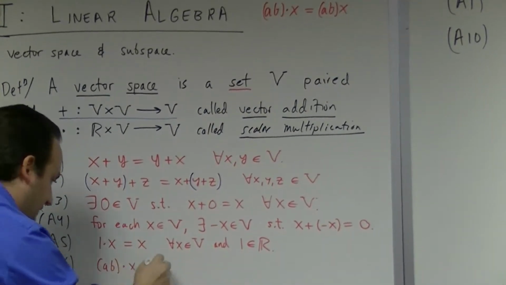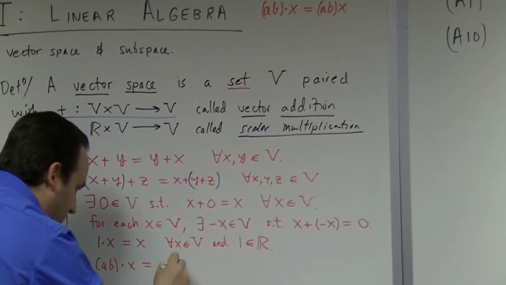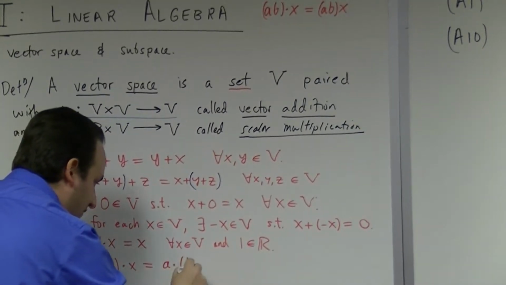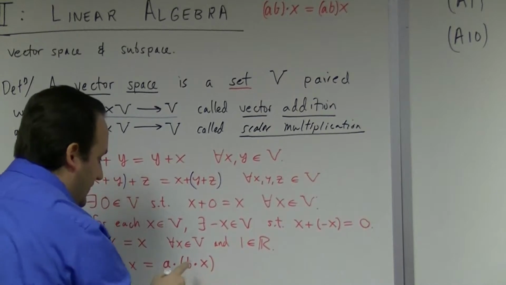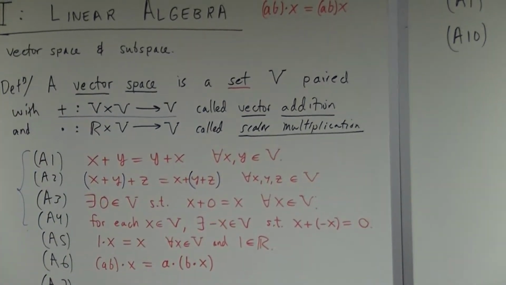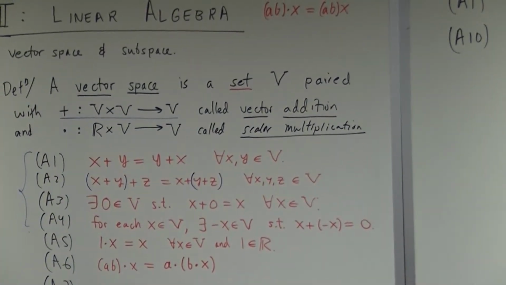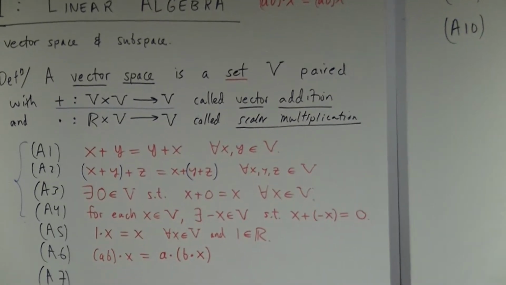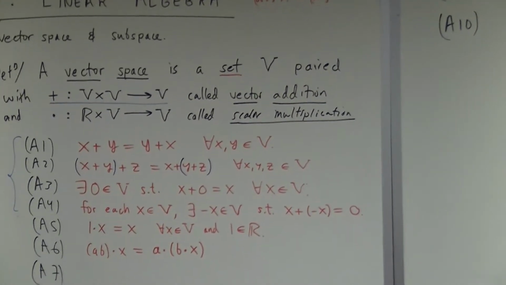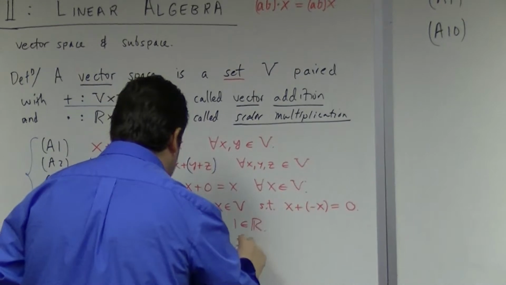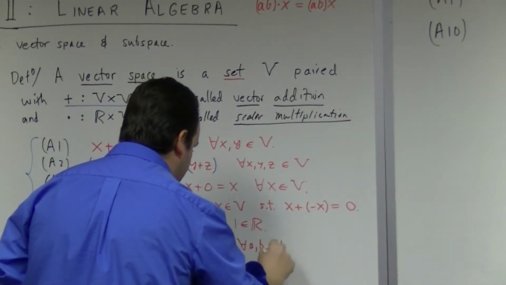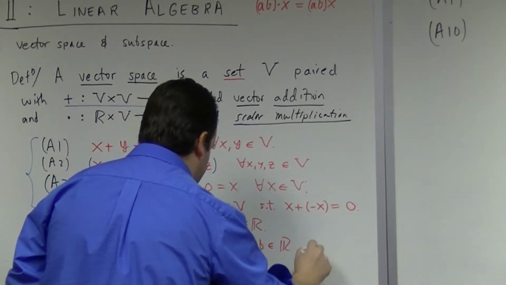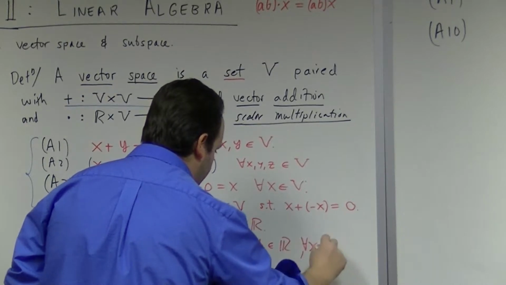But no, that's not it. How about this: it shouldn't matter if you do scalar multiplication by B first, and then do scalar multiplication by A. So if you have a product of A and B, you can scalar multiply by B first, and then multiply by A, you get the same thing. So that's for all A and B in the reals and for all x in the vector space.